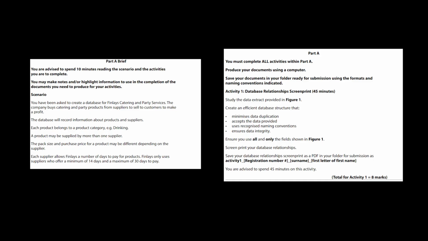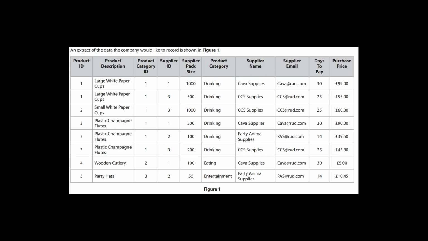So let's look at the scenario that we've got. We can see here that we're creating a database for a catering company of party services. The database needs to record information about the products and their suppliers, and each product belongs to a category, for example drinking, and we know that the product may be supplied by more than one supplier. The pack size and purchase price for a product may differ dependent on the supplier, and then we've got a nice little bit of information telling us of a range in terms of when the payments are required by those organisations.